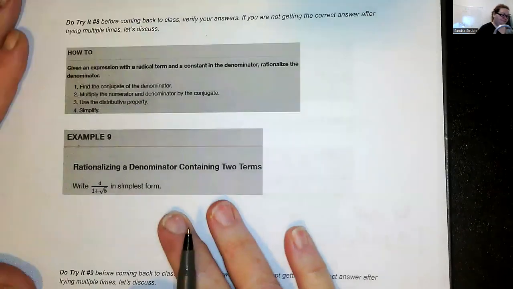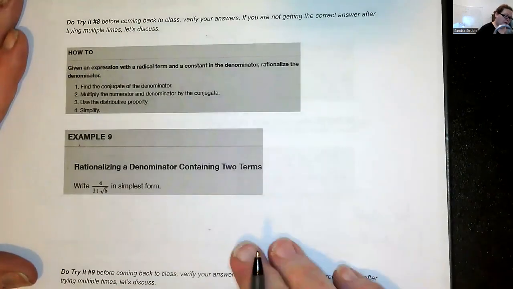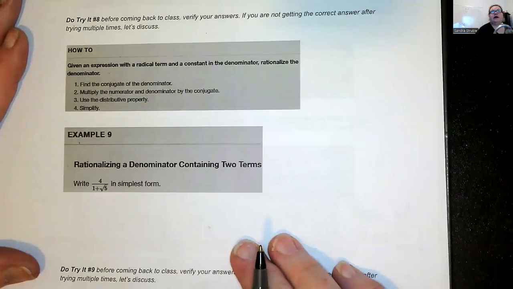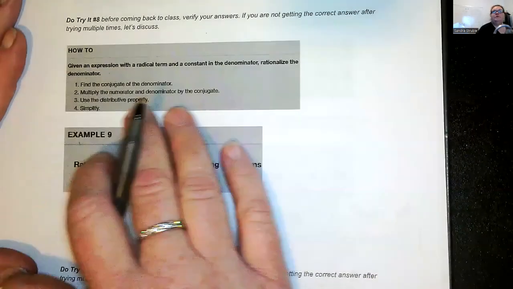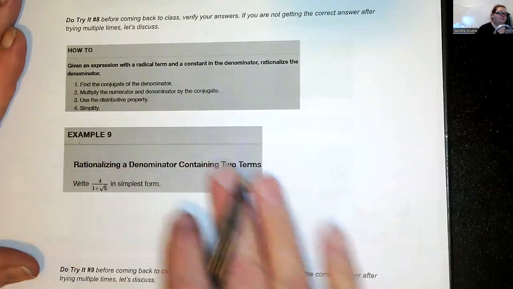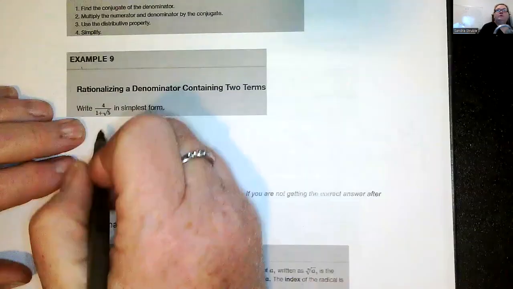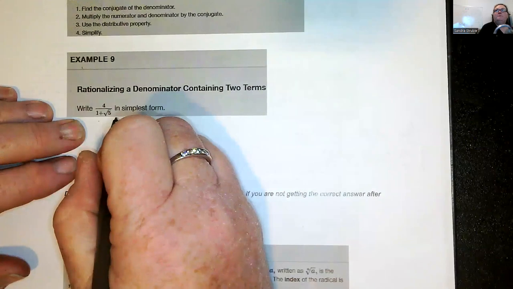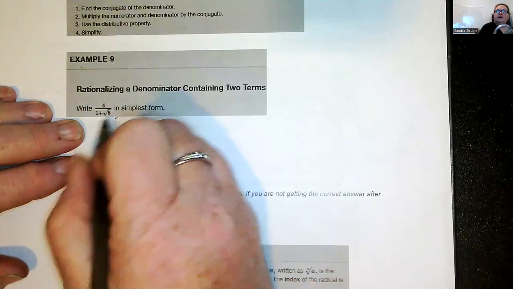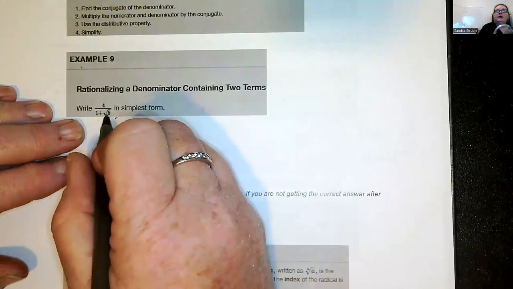All right. Given an expression with a radical term and a constant in the denominator, rationalize the denominator. Okay, so this is what we're going to have to do a conjugate for. And it says here to multiply the numerator and denominator by the conjugate, and then use the distributive property. All right. So the conjugate of 1 plus the square root of 5 is 1 minus the square root of 5. Anytime you're dealing with a binomial like this, it's going to be 1 minus the square root of 5.